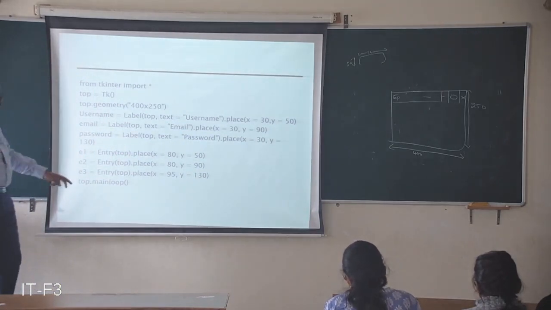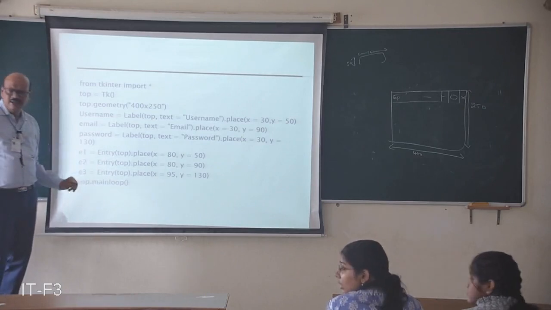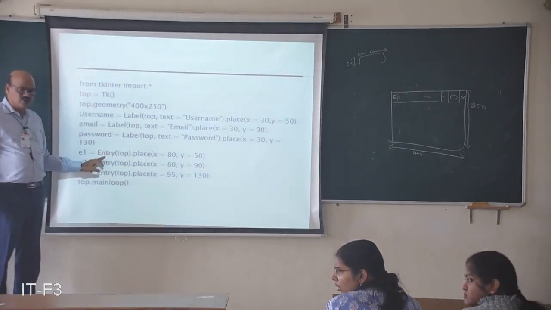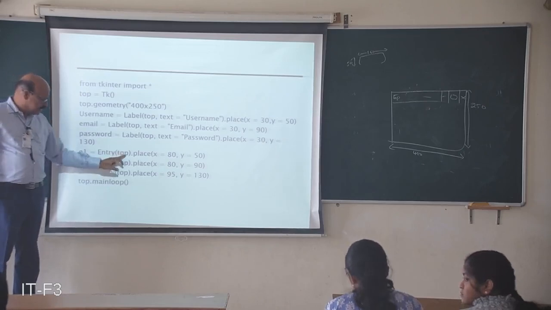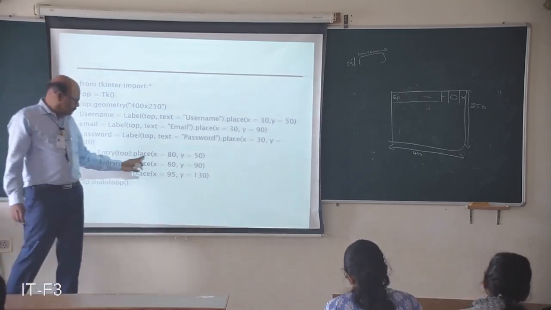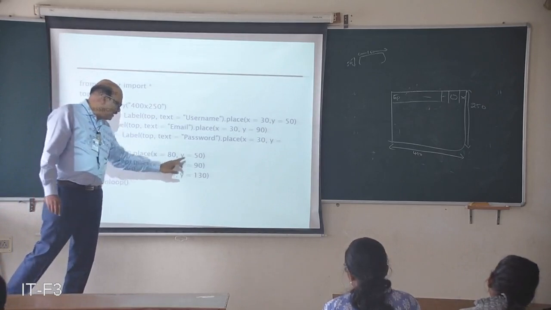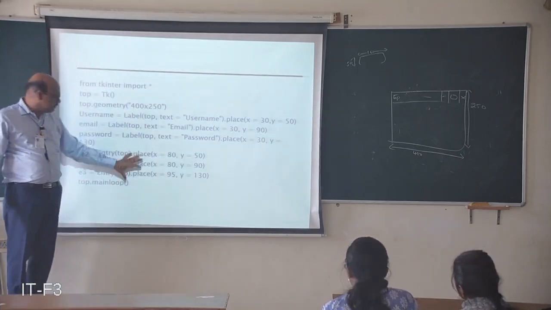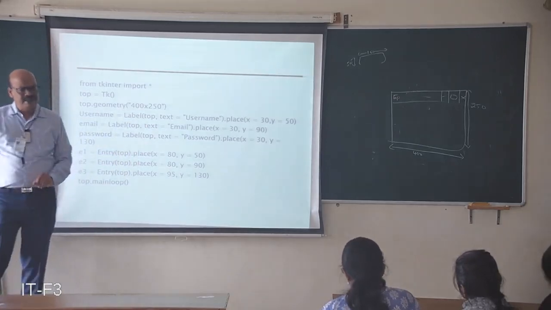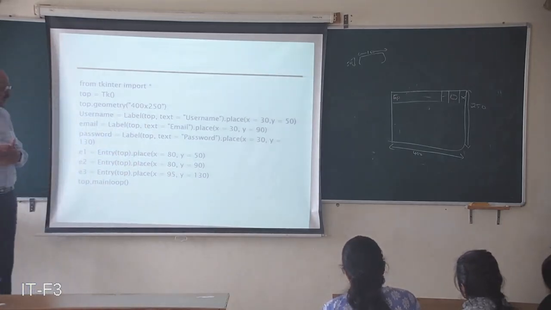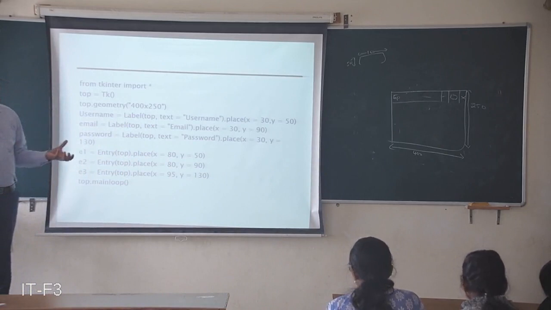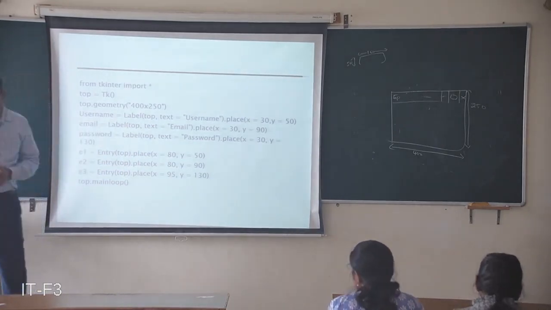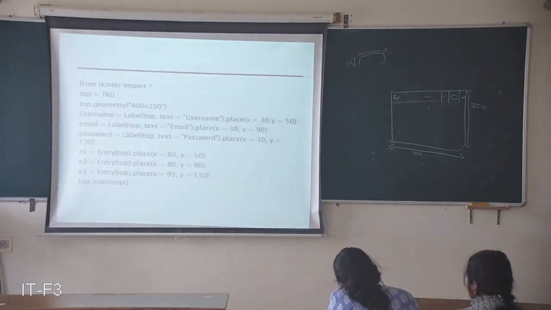Here we are creating three text boxes, single line text boxes which are known as entry. So entry, place x is equal to 80. Ultimately, we are creating three labels and three text boxes. Entries are nothing but controls capable of accepting one line of text from the user. Let me show the program, see the output, and then we will come back.